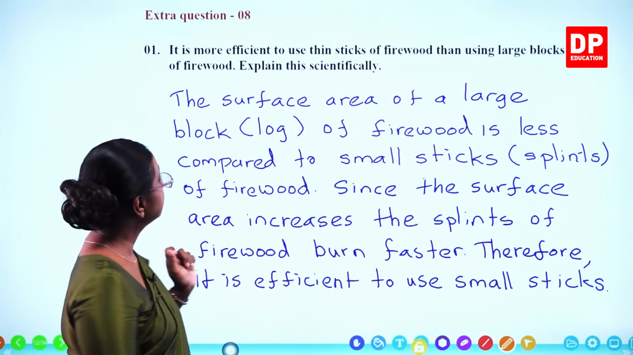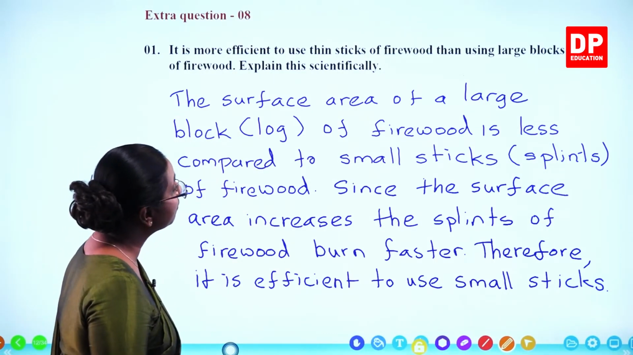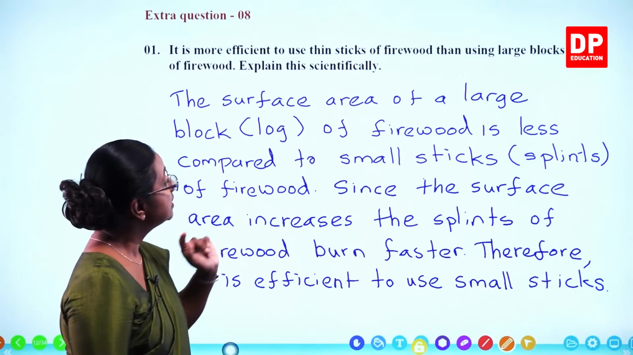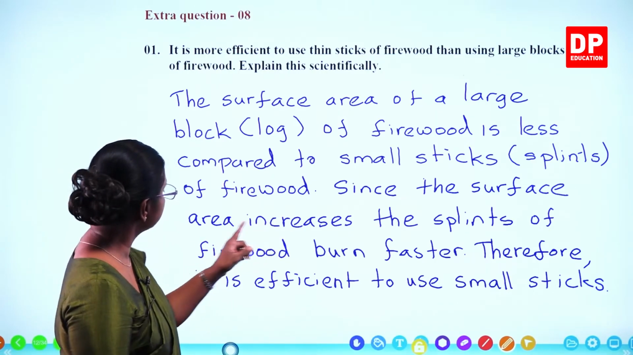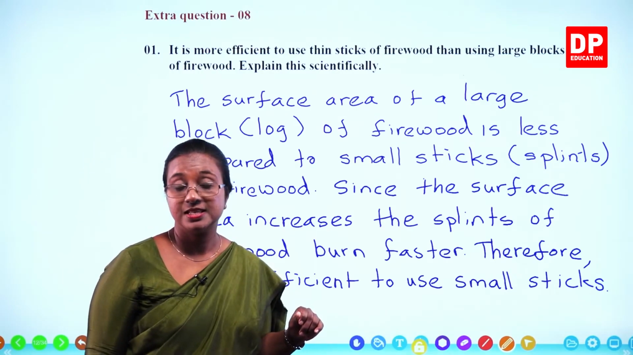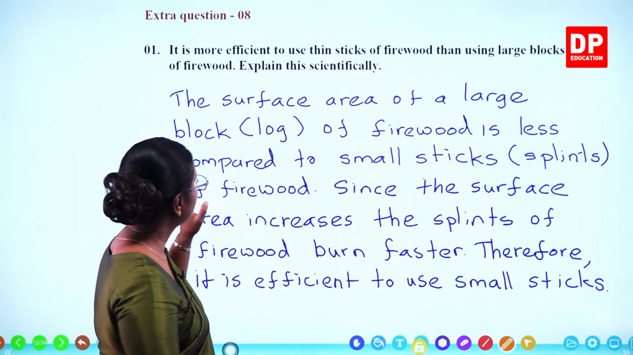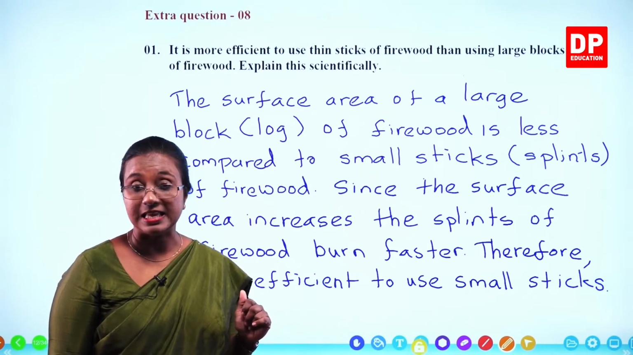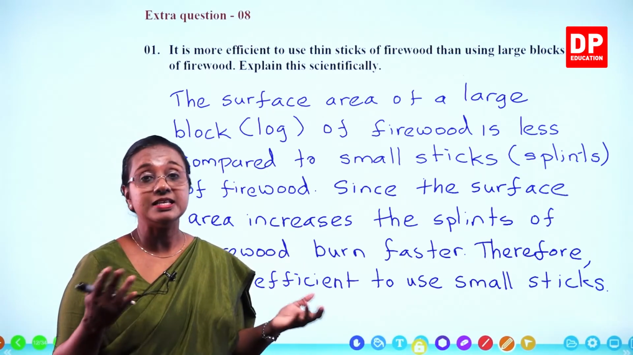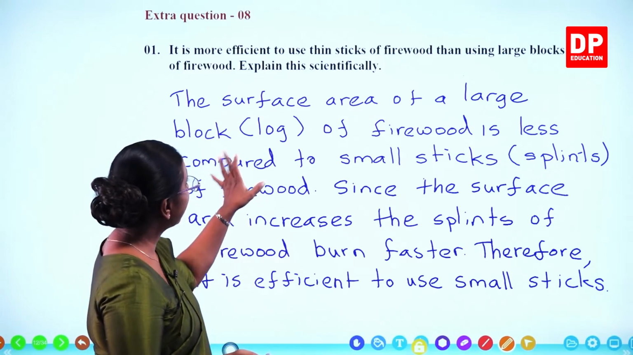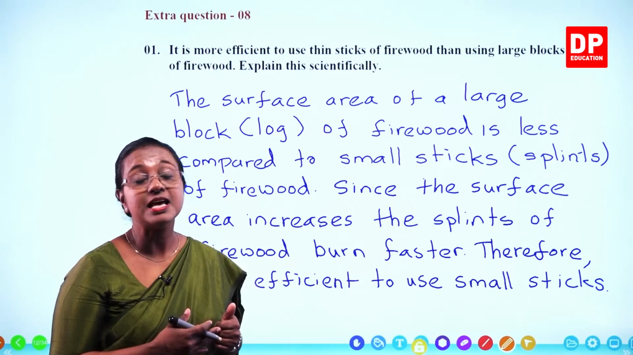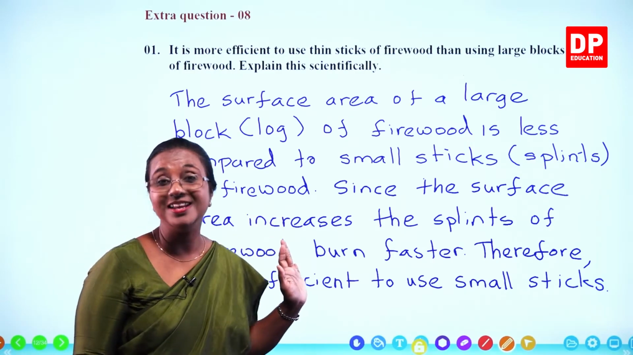So if we read the answer, the surface area of a large block or log of firewood is less compared to small sticks or splints of firewood. Since the surface area increases, the splints of firewood burn faster. Therefore, it is efficient to use small sticks. So that is how you are supposed to explain. You have to relate it to surface area. So combustion is also a chemical reaction. The rate of burning is the rate of reaction. So when they are small splints, they burn faster because the surface area is higher. That is what you have to explain here.